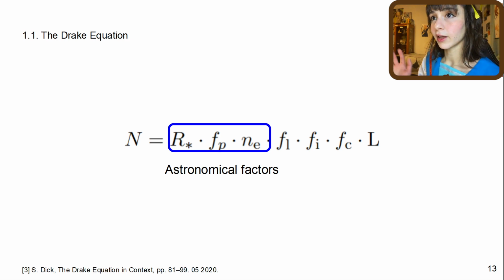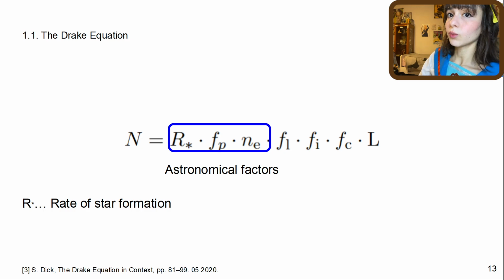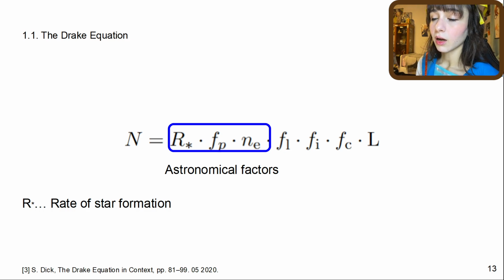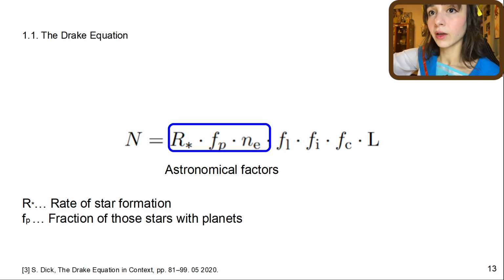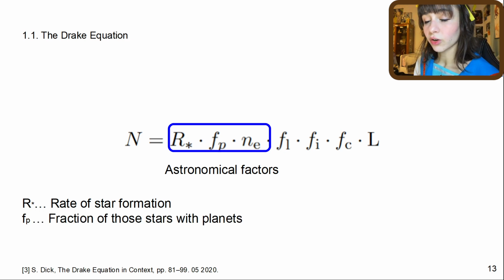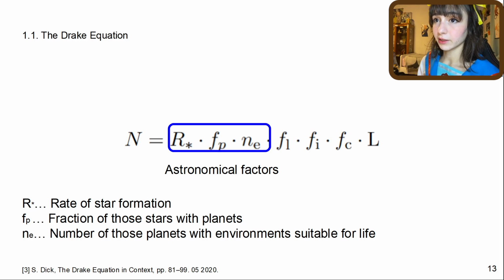So starting off with the astronomical factors. First off, R star, which is the rate of star formation. So basically, how many stars do we see being formed in a given year or a given time frame? Next is the fraction of these stars that are formed which have planets orbiting around them. So per star, how many planets do we actually see? And lastly, how many of these planets have environments that are suitable for life?